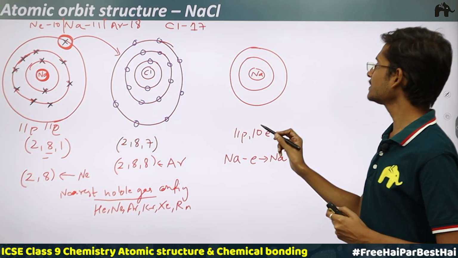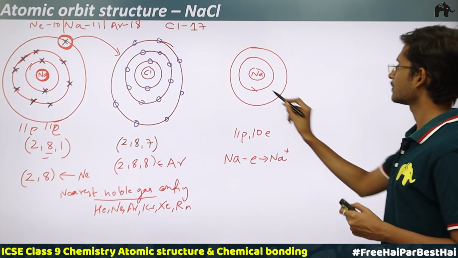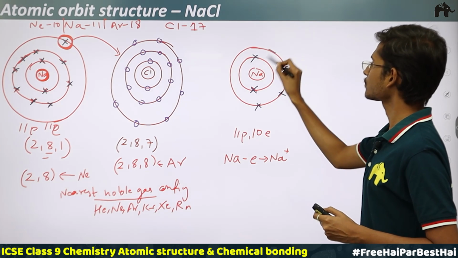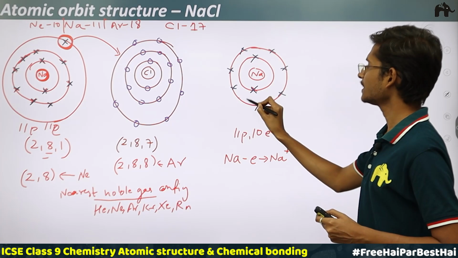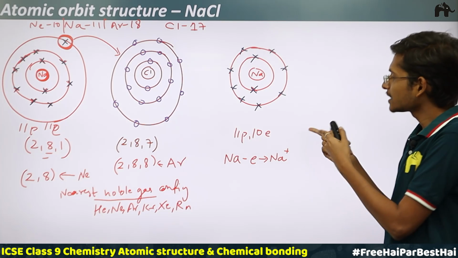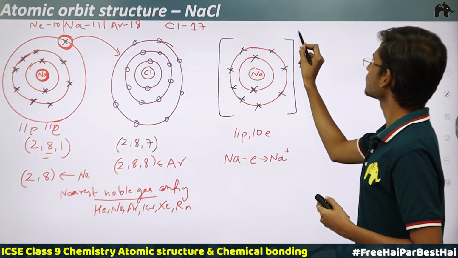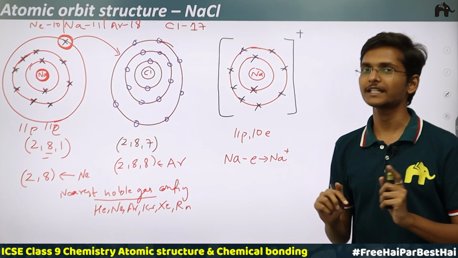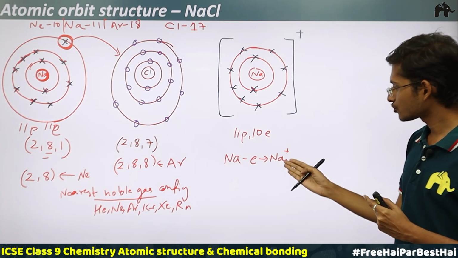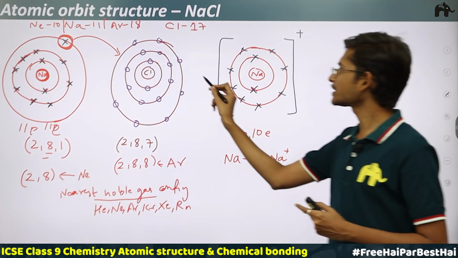Fine. So 2 shells and then 2 electrons in the first shell, 8 electrons in the second shell. So 1, 2, 3, 4, 5, 6, 7, 8. But here we need to show with this bracket a plus sign, 1 plus or just simply plus, because it is a sodium ion. Okay, so in this way we have depicted the sodium ion.